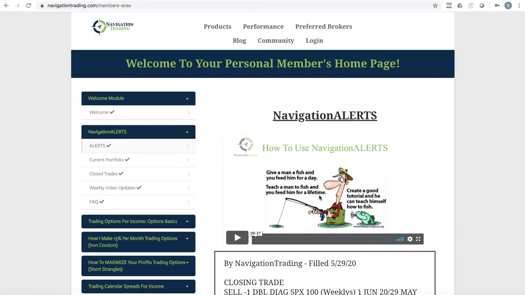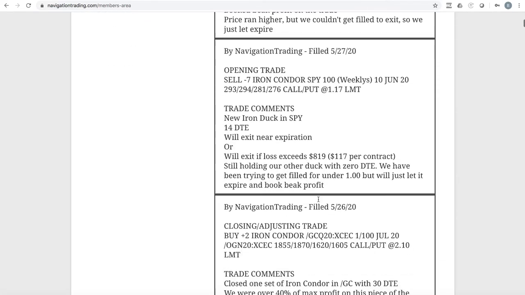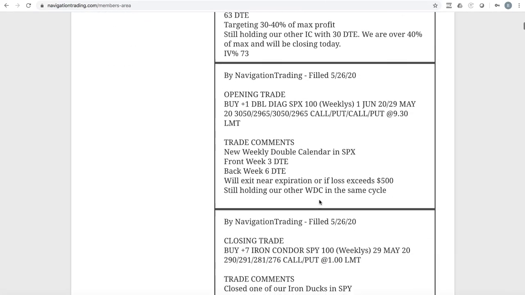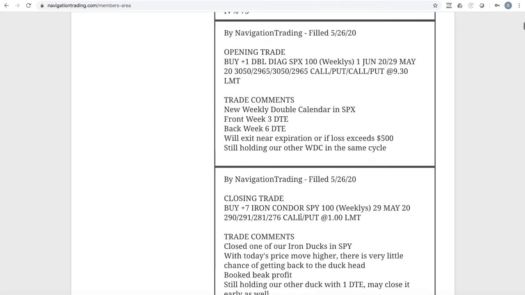All right, so let's go to the alerts. Obviously, Monday was a holiday with Memorial Day, so the first alert was the 26th on Tuesday. Our first trade was a closing of an iron duck in SPY. With the price move higher, price scaled up the duck beak, so we went ahead and booked that a little bit early, closed that out, and booked a beak profit in SPY.